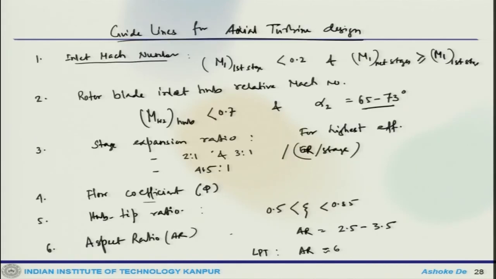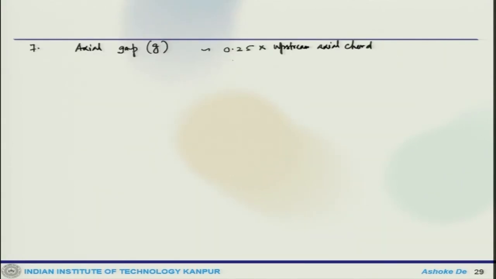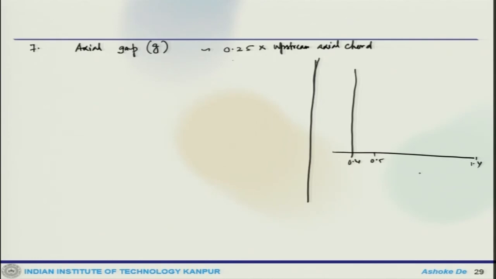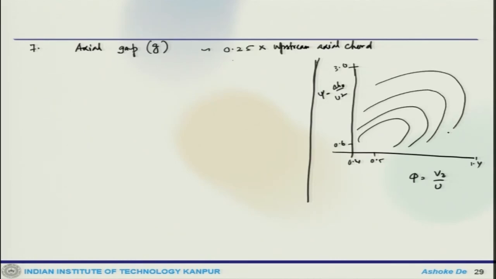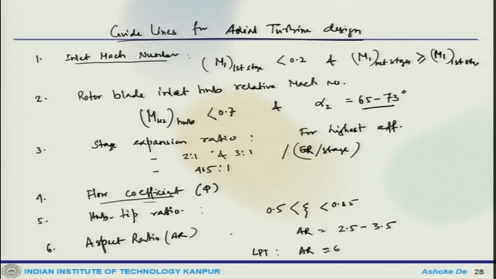Now, here for this flow coefficient one can see a quick chart on the side. For flow coefficient there is a variation. This is again a qualitative plot. It starts from 0.4 and goes up to 1.4. This is phi, which is Vz by U, and this side is psi, which is delta H naught by U square, the stage loading coefficient. This starts from 0.6 and goes somewhere to 3. So the curves qualitatively look like this, and from this you can estimate this during design.